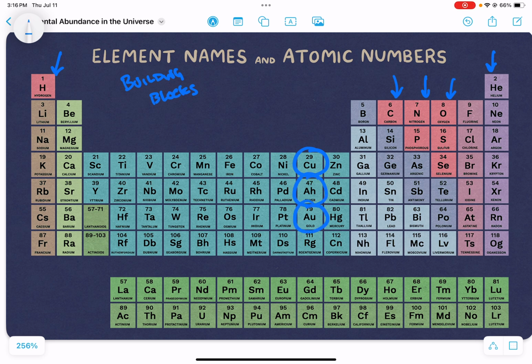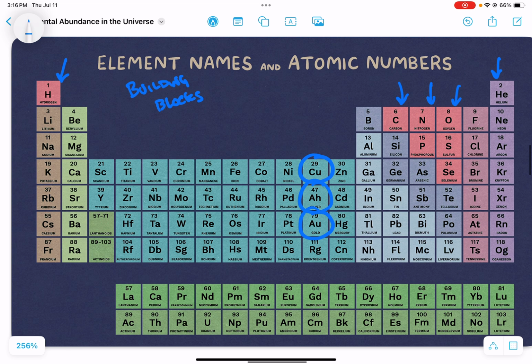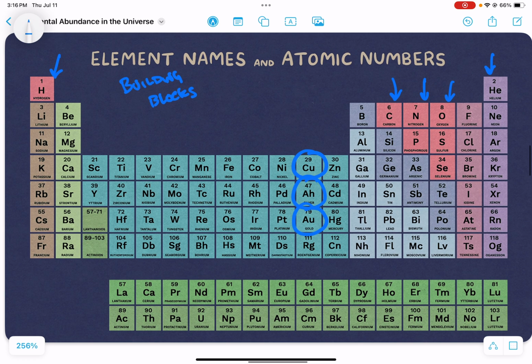okay? So as we survey the universe, we are asking the question, how much of each of these elements are there? Is there more of one type than another? And as we will quickly see, the answer is yes. There is more of certain types of elements than others. But before we get to that, let's talk about how we could possibly even know.